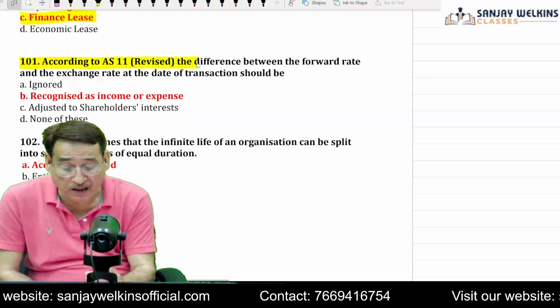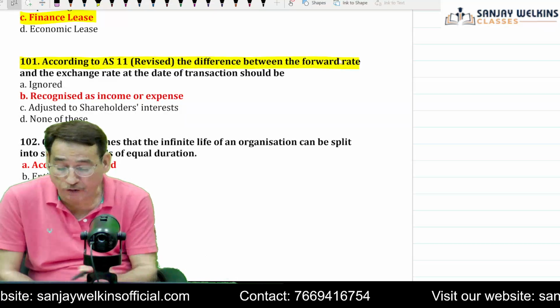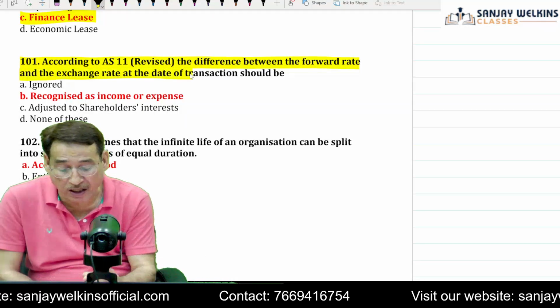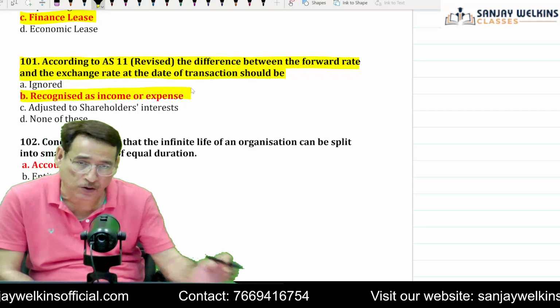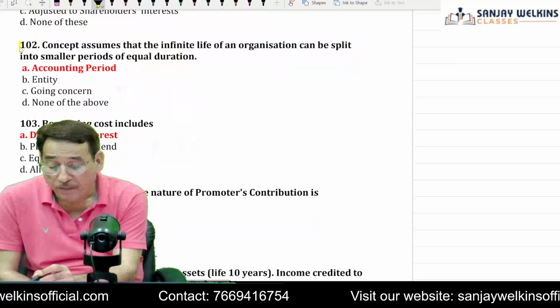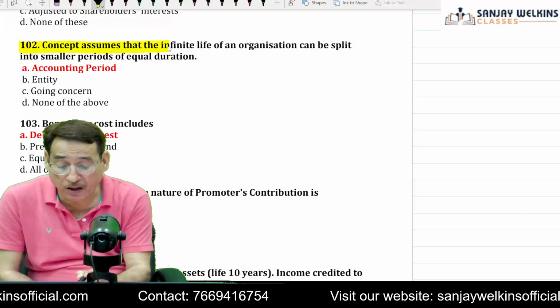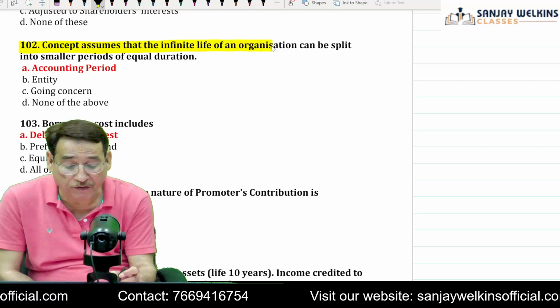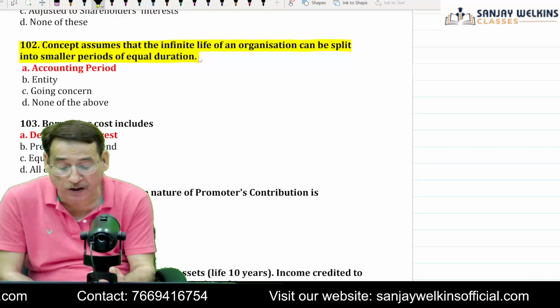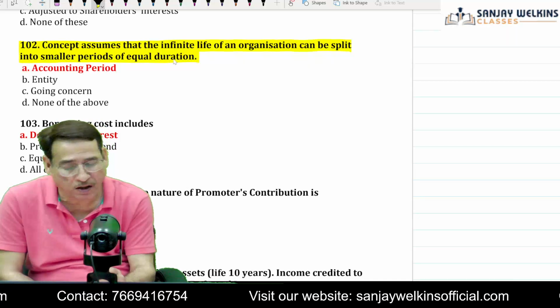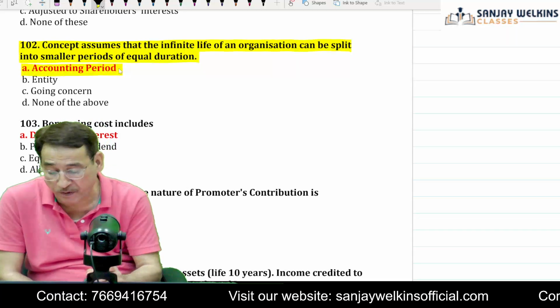According to AS11, the difference between the forward rate and the exchange rate at the date of transaction should be recognized as an income or expense, no doubt about that. The concept that assumes the finite life of an organization can be split into smaller periods of equal duration, right? That is the accounting period concept.